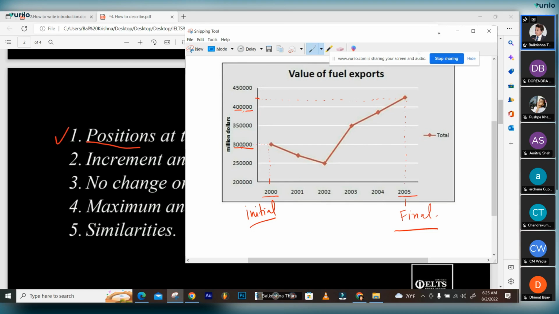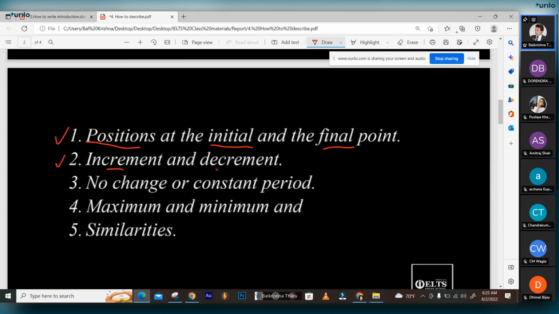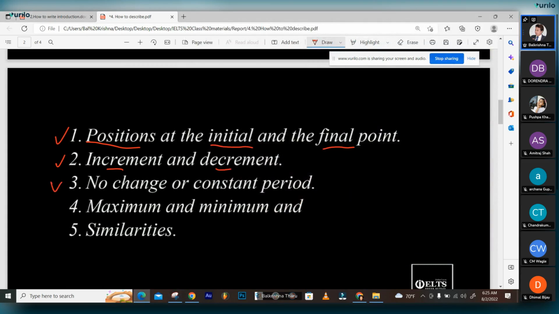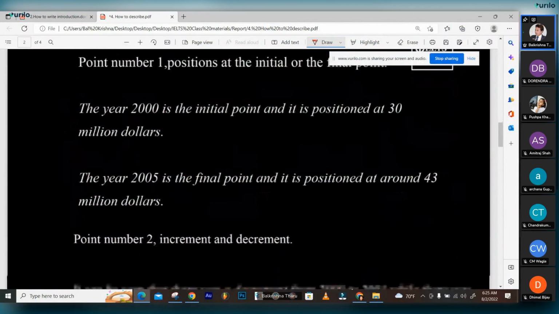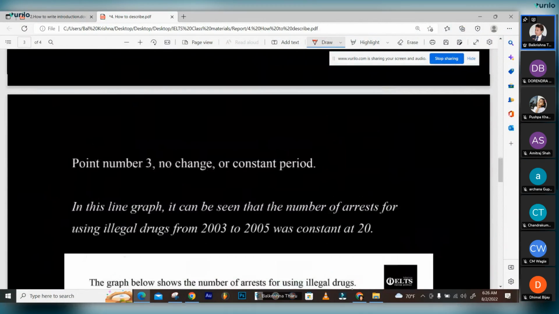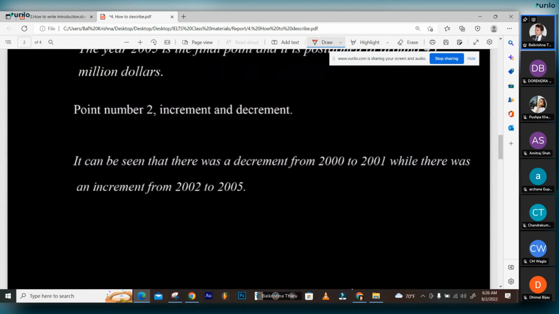Number 2, increment and decrement. Decrement, increment. Number 3, no change or constant period. We don't have that in that question. Just a moment.